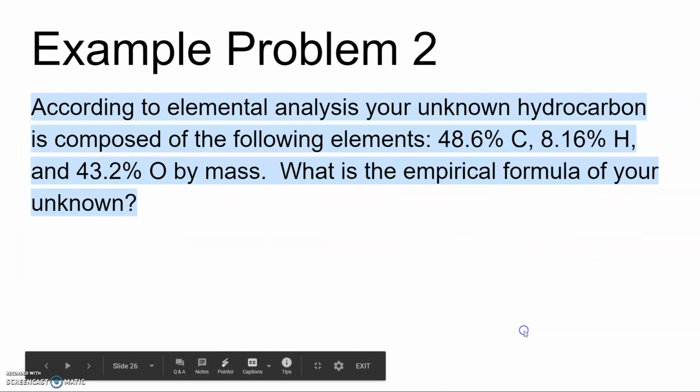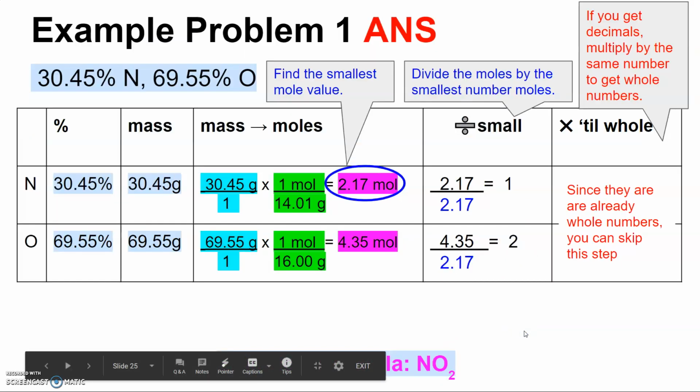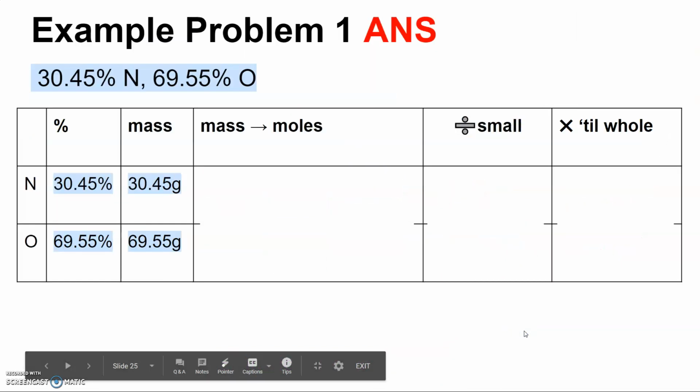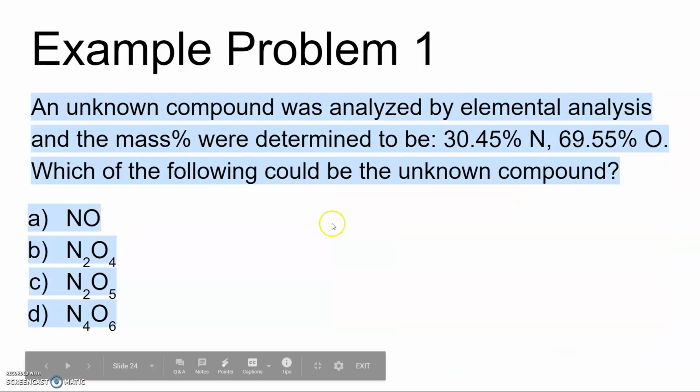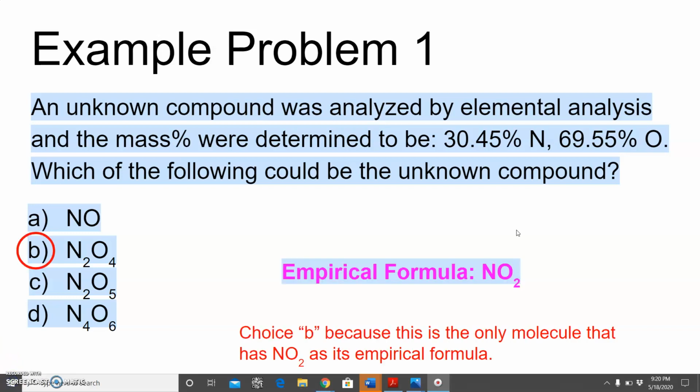Once I have my empirical formula, I can go back and figure out which one that matches. Okay, NO2, and the answer would be choice B. Because as you can see here, choice B, N2O4, is the only molecule whose empirical formula is NO2. Notice that the ratio of nitrogen to oxygen is the same, 1 to 2, 1 to 2.